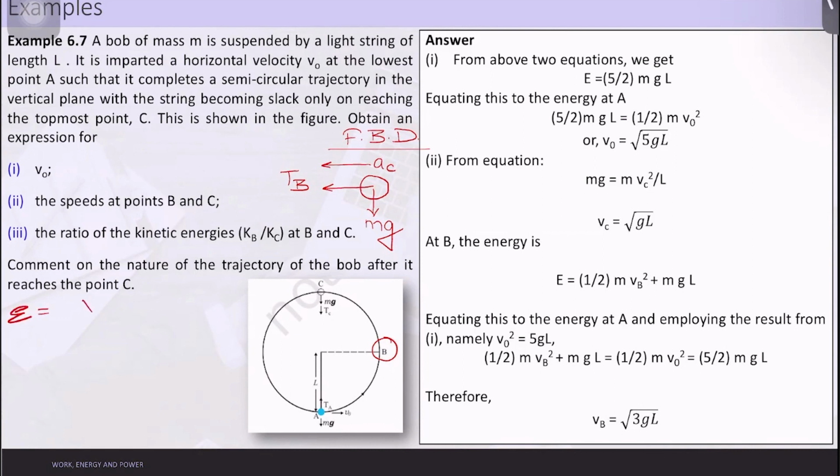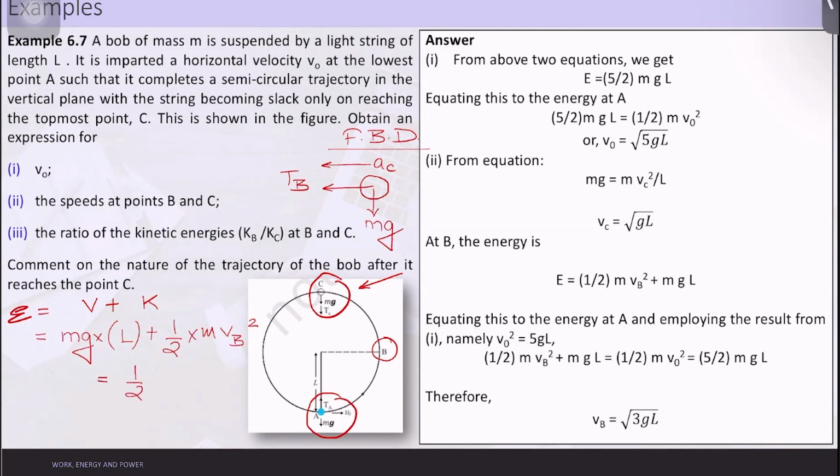Energy is nothing but potential energy plus kinetic energy. What is potential energy here? It's mg into the height, which is L, plus half m vB square. Now either you can equate it with energy at this location, or with energy at this location, because the energy is always the same. Let us calculate with the energy at this location only, because we directly know the velocity at this location.